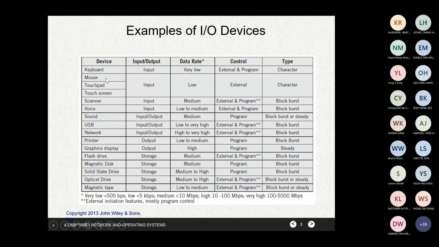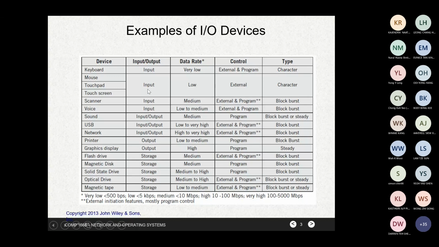Then we have mouse, touchpad, which are considered input. The data rate is still very low. Control is external, also character, or we call it signal based, isn't it? Because the mouse is based on either you click or you don't click. When you click, there is a signal. When there is a signal, that means a single character is being passed into the system or from the system.